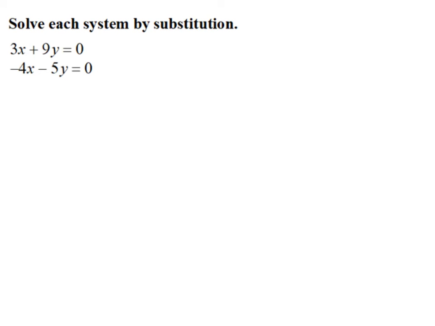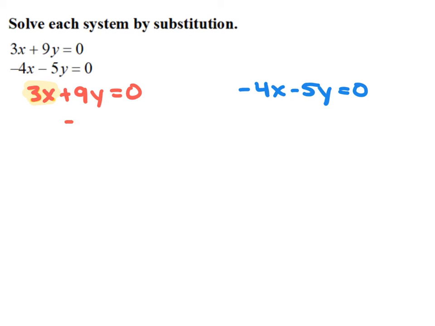In this system, our two equations are 3x plus 9y equals 0 and negative 4x minus 5y equals 0. In this case, the variable with the smallest coefficient is the 3x. So that means that we need to solve to get that 3x by itself. In order to do so, you have to move this 9y over by subtracting 9y from both sides to get 3x equals negative 9y.